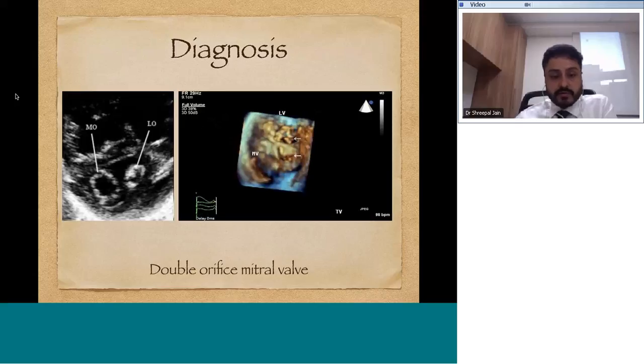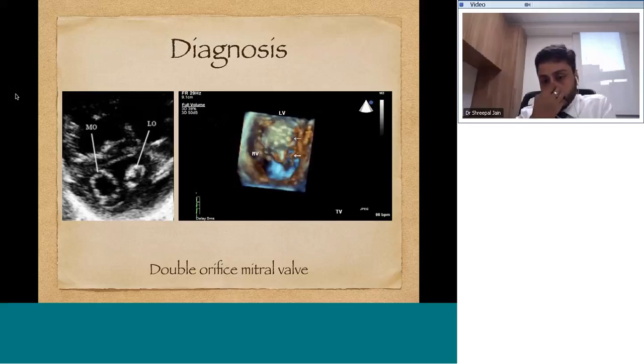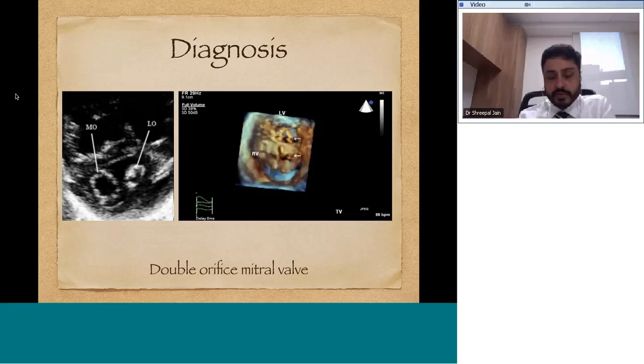A double orifice mitral valve. The best view to visualize this anomaly is either the parasternal short axis or the subcostal view. The left-sided frame shows two orifices of the mitral valve, the medial and the lateral. As you can see here, the medial orifice is a little larger than the lateral orifice. On the right-hand side, you can see a three-dimensional demonstration of the double orifice mitral valve, with both components seen very well on 3D echo.